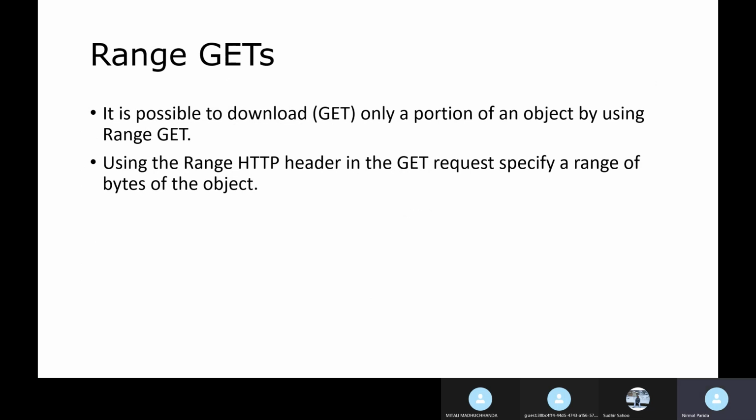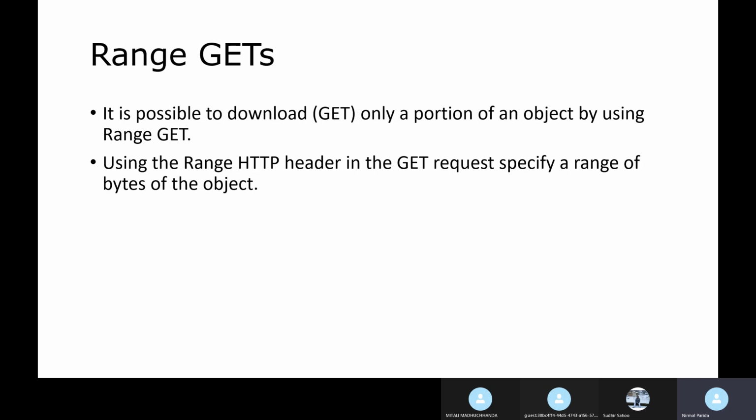Range gets. What is range gets? To download any object, you can use these get APIs to read objects. Range gets means, suppose your size is 1 TB. To download 1 TB, how much time will it take? It will take more time, right? Maybe it will take some hours to download 1 TB. 1 TB is 1024 GB, right? So it will take many more hours, I can say.